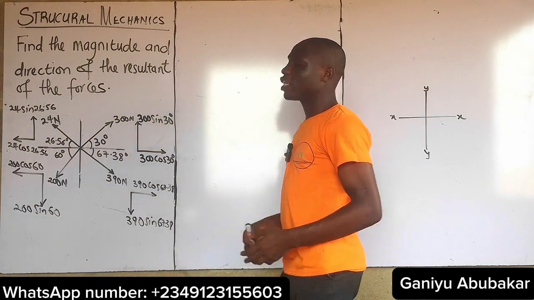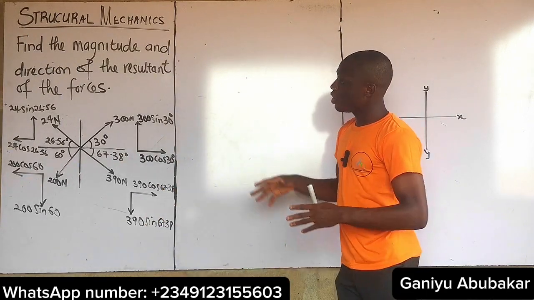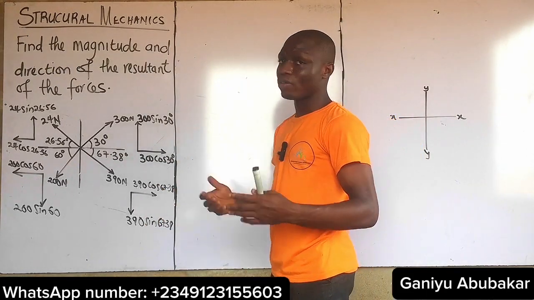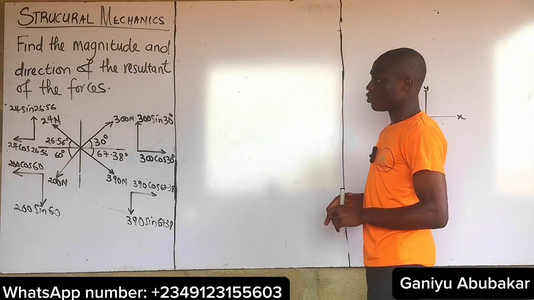When you are done resolving, as in this case here, now we are going to find out the magnitude and direction of the resultant. So don't forget that we said our magnitude for calculating the resultant force is simply R. Let's find the magnitude and the direction of the resultant force here.